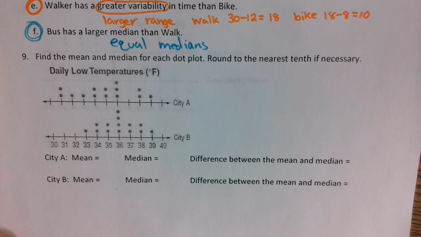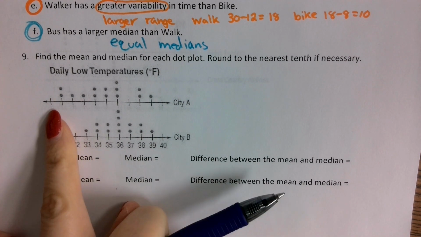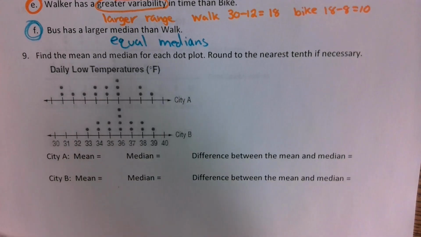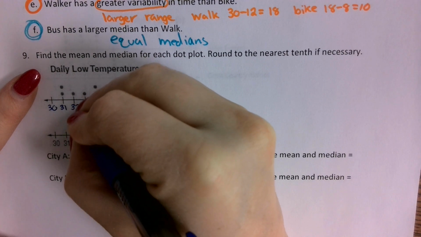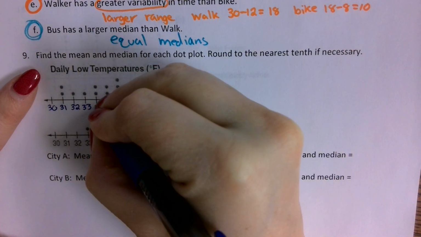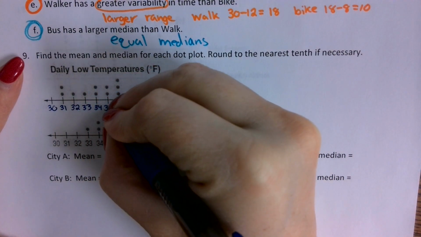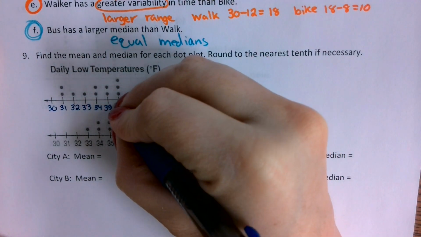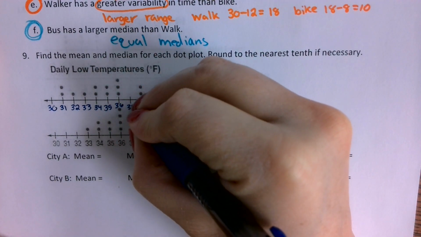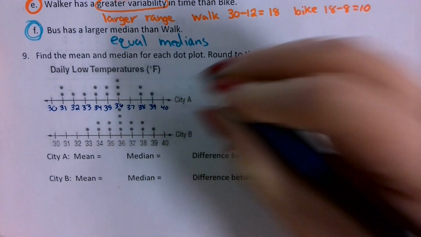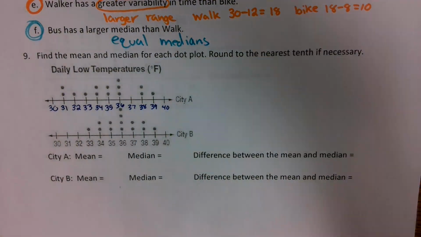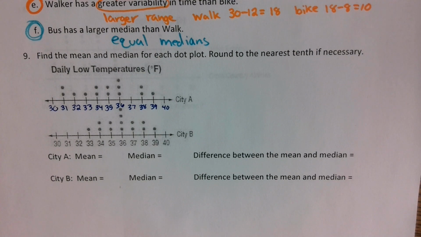And if you need to, you can write up on these grids what they are again. You can say, okay, this is 30, this is 31, 32, and so on and so forth. So you can transfer those numbers up there as well. Makes it easier sometimes for you to see. But you're going to calculate the mean and the median for just city A on your own. Do that right now.